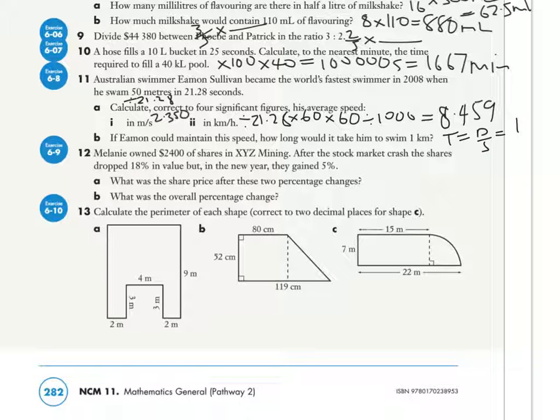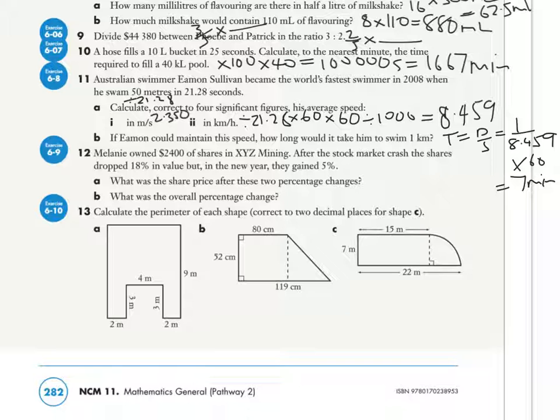So we're talking about 1 kilometre divided by 8.459 kilometres per hour. And when you do that, you get 0.14 whatever hours, but we need it in minutes, so we're going to times it by 60 and you get approximately 7 minutes.